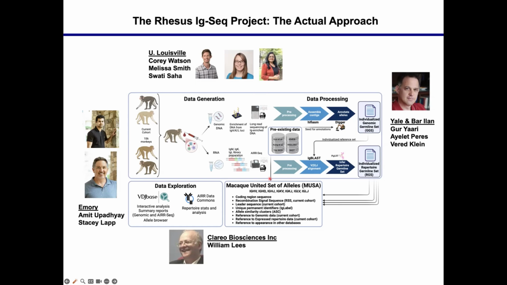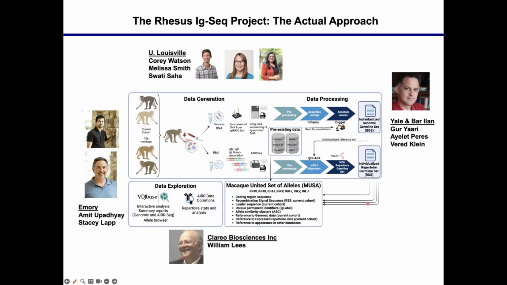Once we generated the DNA data, we needed a reference set to be able to pull the alleles from the DNA. And so we collaborated with William Lees, who had made the Digger algorithm, which was able to analyze the sequences and get putative IG alleles, and also built us a reference set. And lastly, Gur Yari, Ayla Perez, and Viraj Pine from Bar-Ilan and now Yale University did a lot of the very heavy lifting of the bioinformatics to try and get a highly confident set of alleles inferred from this data.